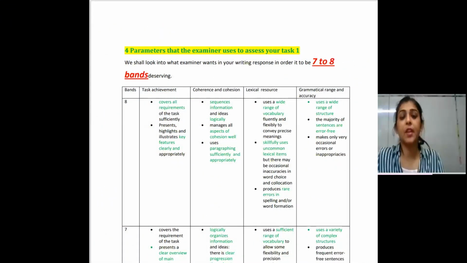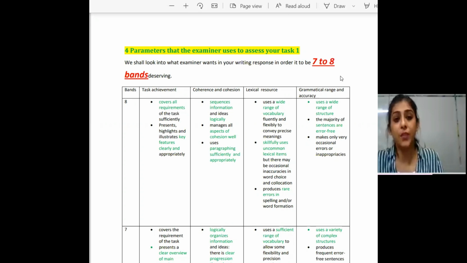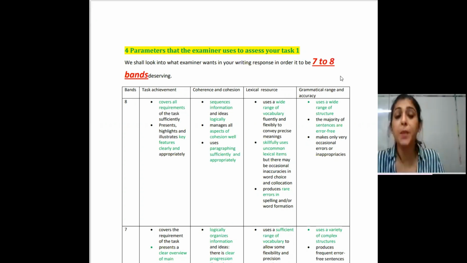So here we are going to start with the writing task 1, report writing. As most of the students score up to 6 band or 6.5, but not more than that. So today, this session is about those parameters which the examiner actually uses to assess your writing task 1.